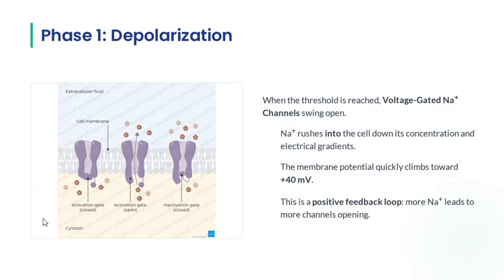Phase one is depolarization. Make sure to pause and look at this graph. When the threshold is reached, the voltage-gated Na+ channels swing open, and Na+ rushes into the cell down its concentration and electrical gradient. The membrane potential quickly climbs towards positive 40 mV. This is called a positive feedback loop, where more Na+ leads to more channels opening.